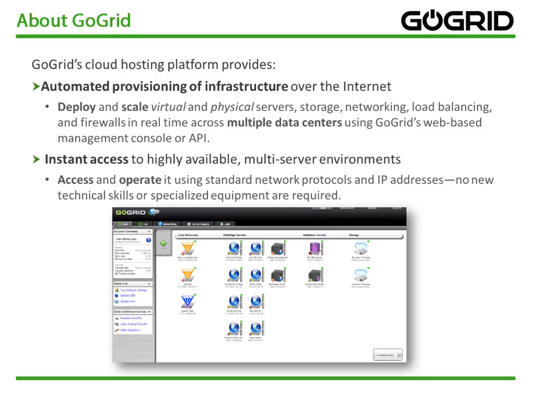GoGrid's cloud hosting platform provides automated provisioning of infrastructure over the internet. That means you can deploy and scale virtual and physical servers, storage, networking, load balancing, and firewalls in real time across multiple data centers using GoGrid's web-based management console or API. It also provides instant access to highly available multi-server environments.